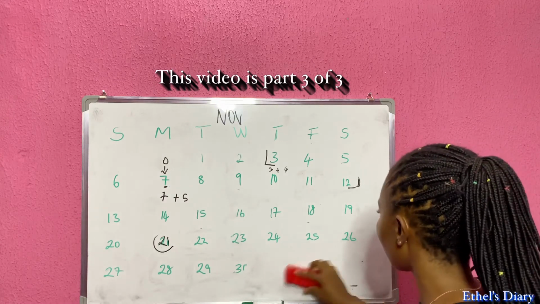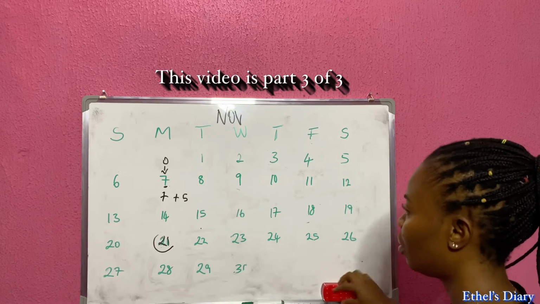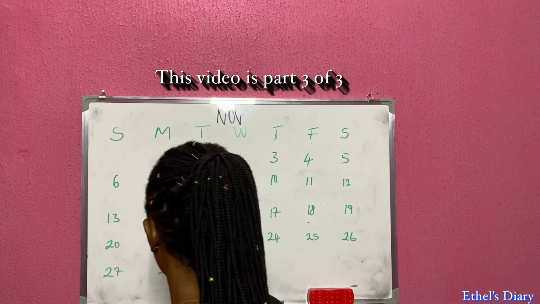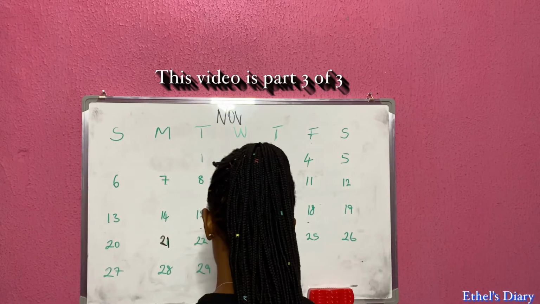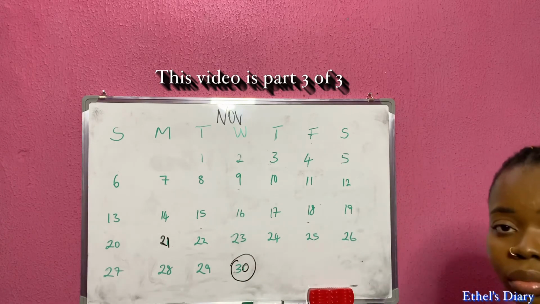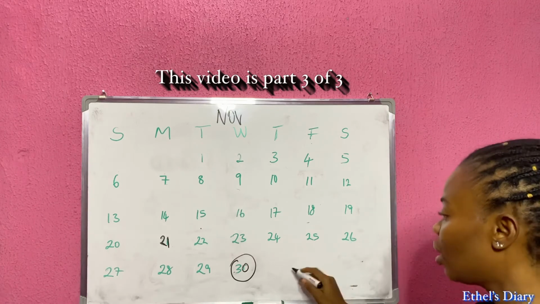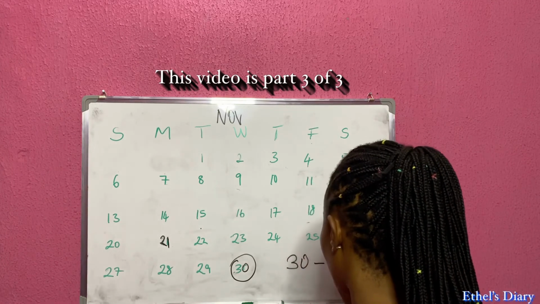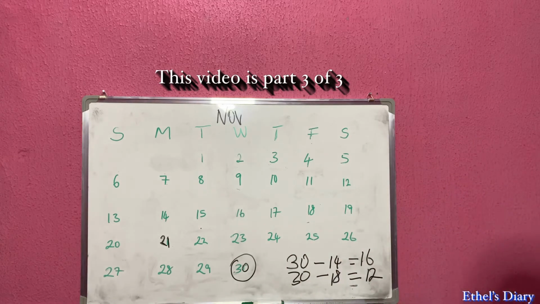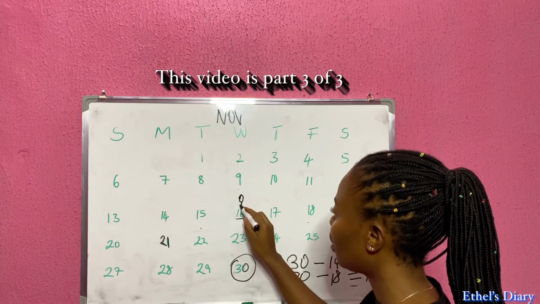Let me give you another example. Let's assume again that you have a 30-day cycle, right? If you have a 30-day cycle, for you to know your ovulation day, you still follow the rules. 30 minus 14 will give you 16, and 30 minus 18 will give you 12. So you see, 30 minus 14 giving you 16. Now you have gotten the possible day that you are going to ovulate.